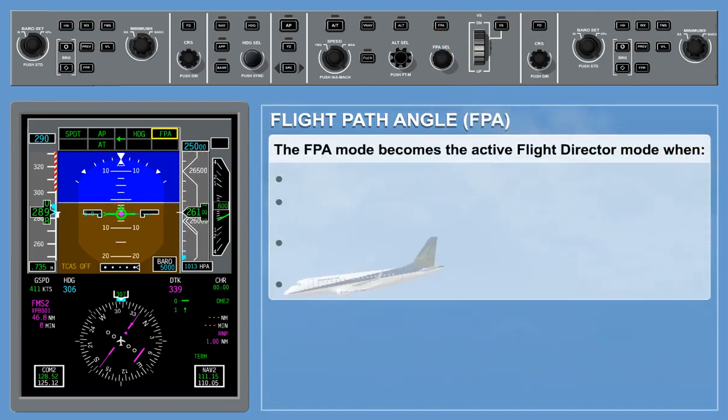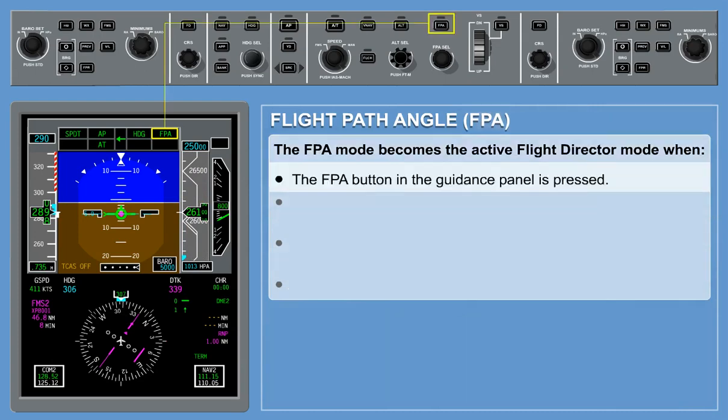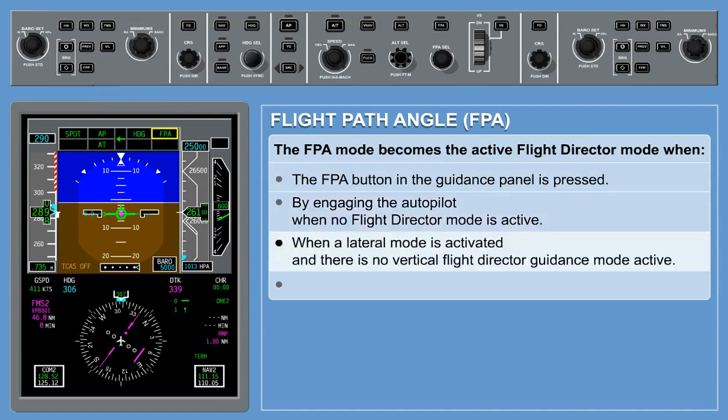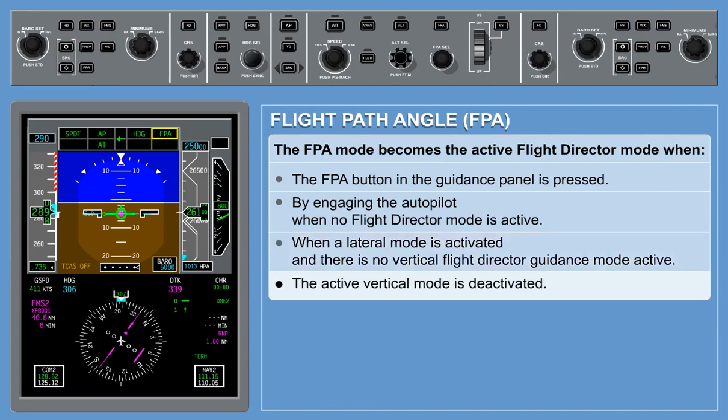The flight path angle mode becomes the active flight director mode when the FPA button in the guidance panel is pressed, by engaging the autopilot when no flight director mode is active, or when a lateral mode is activated and there is no vertical flight director guidance mode active. The active vertical mode is deactivated.